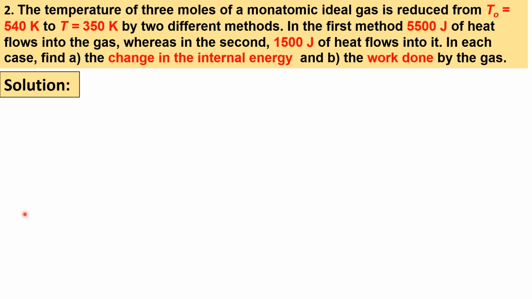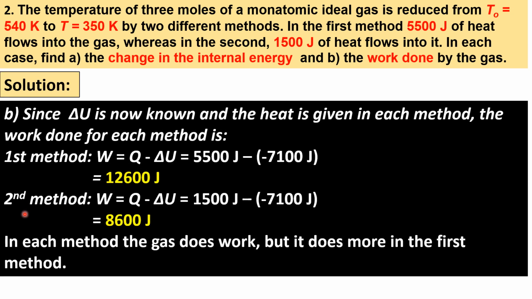All right, so for letter B, since delta U, or the change in internal energy, is now known, and the heat is given in each method, the work done for each method can now be calculated. For the first method, we just use the formula work is equal to Q minus delta U. That's rearranging the variables for the first law. We're looking for W. So substituting, therefore, we have 5,500 joules for Q minus negative 7,100 joules, and that gives us the amount of work done, which is 12,600 joules.